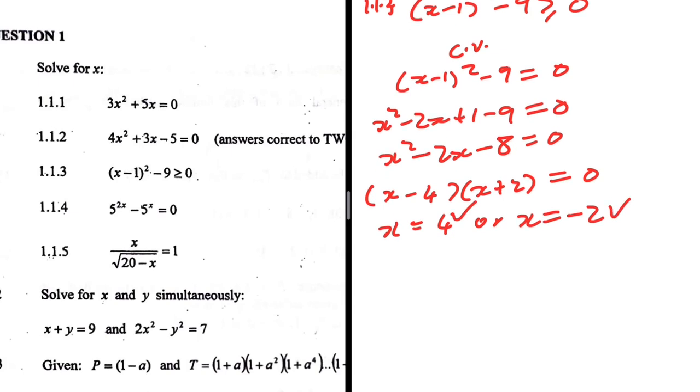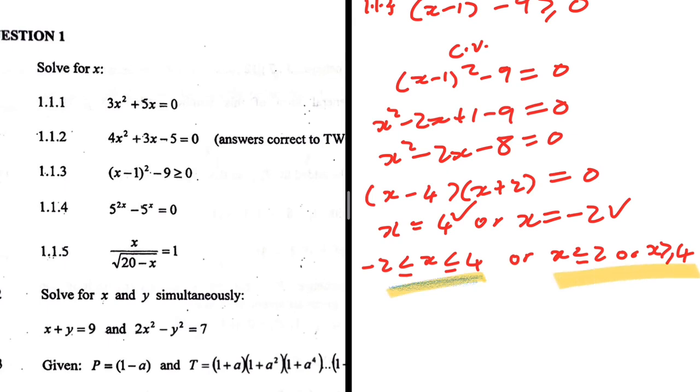So we now have 2 possible solutions to this problem. It's either x lies between minus 2 and positive 4, or x is less than or equal to minus 2, or x is equal to or greater than 4. These are our 2 possible solutions. We need to test these solutions and see which one is true.